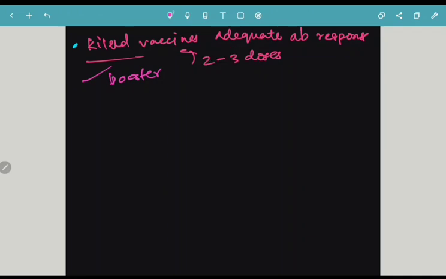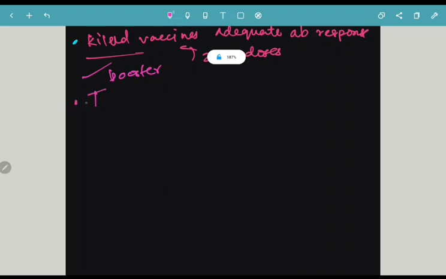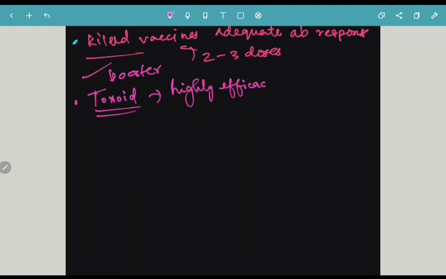In general, the toxoid preparations are highly efficacious, and they are safe immunizing agents also. So if you look at the toxoid preparations, they are all highly efficacious, as well as safe immunizing agents.